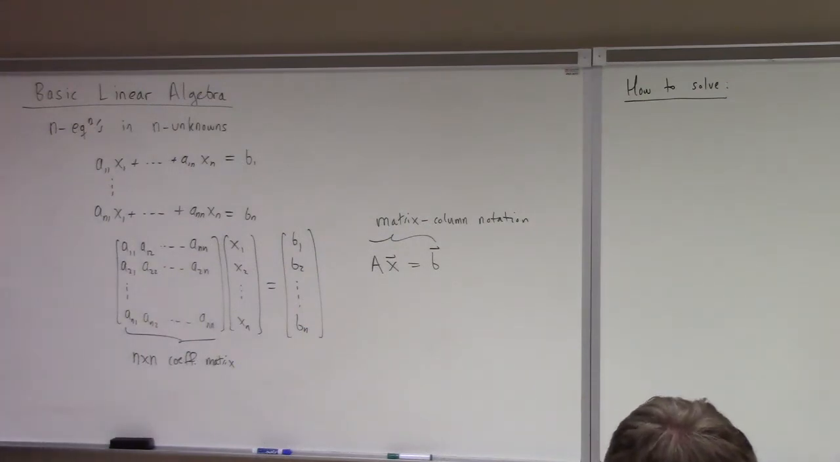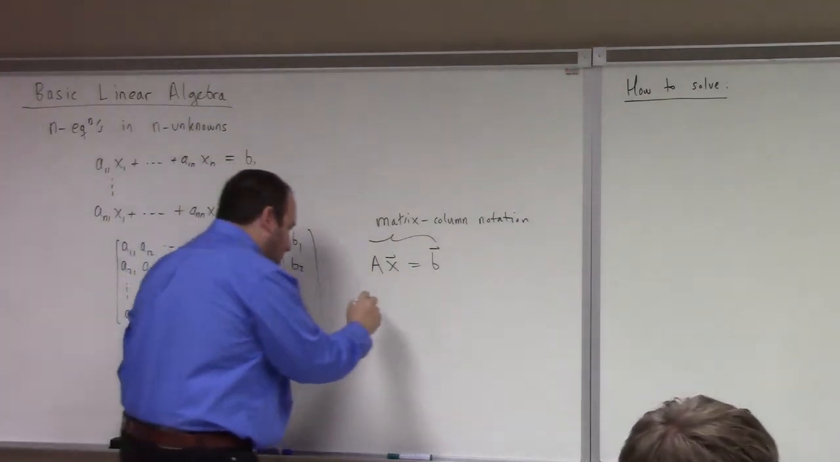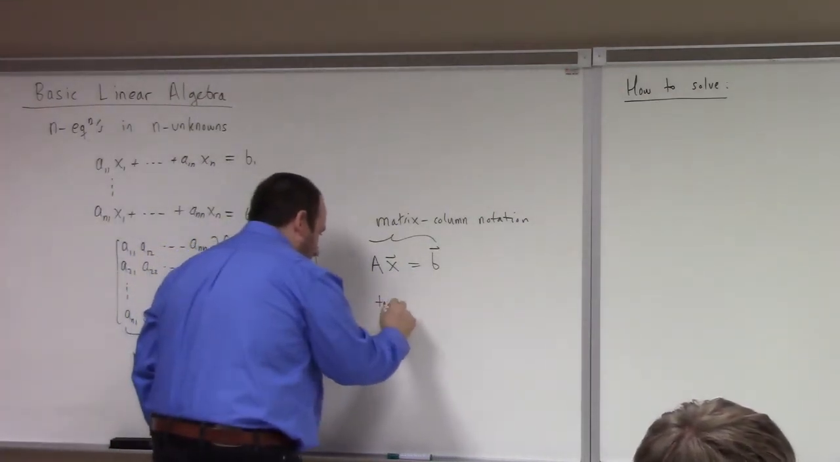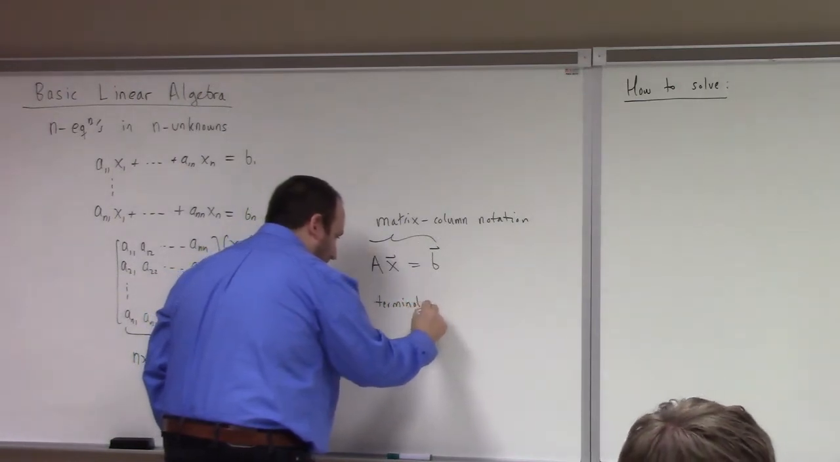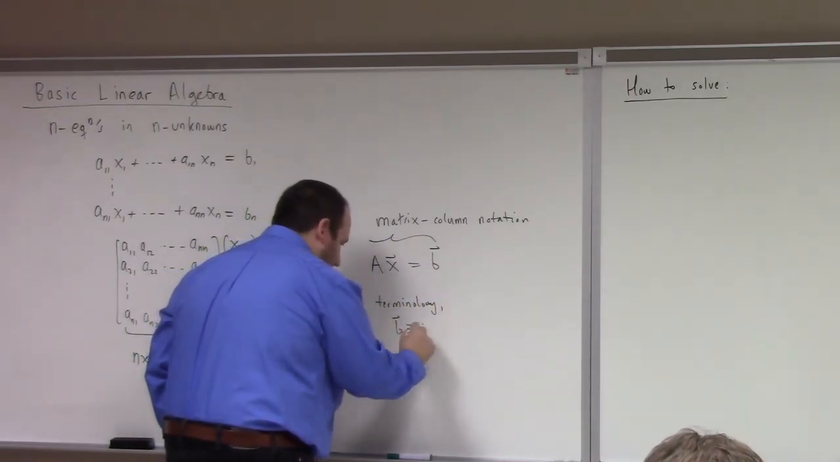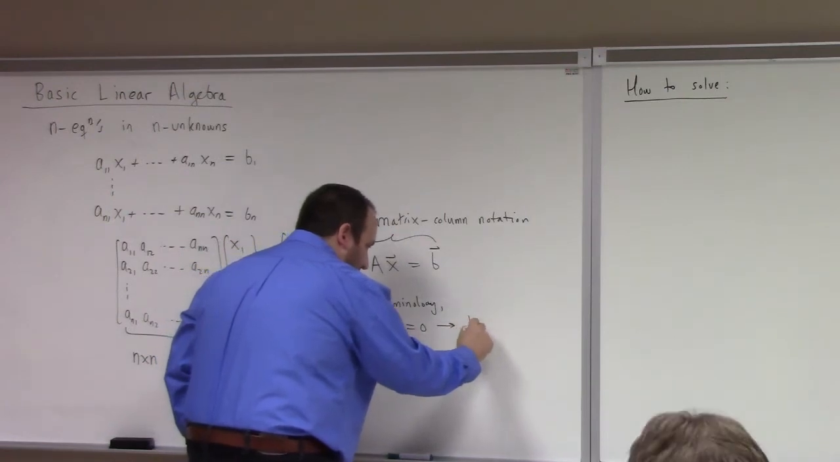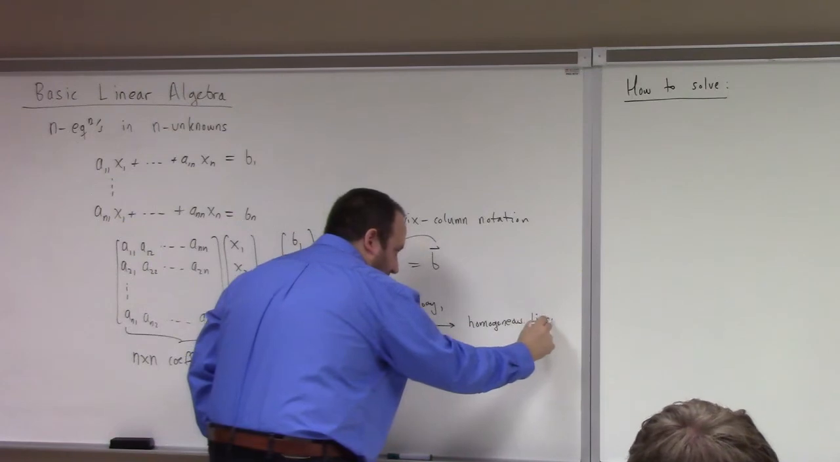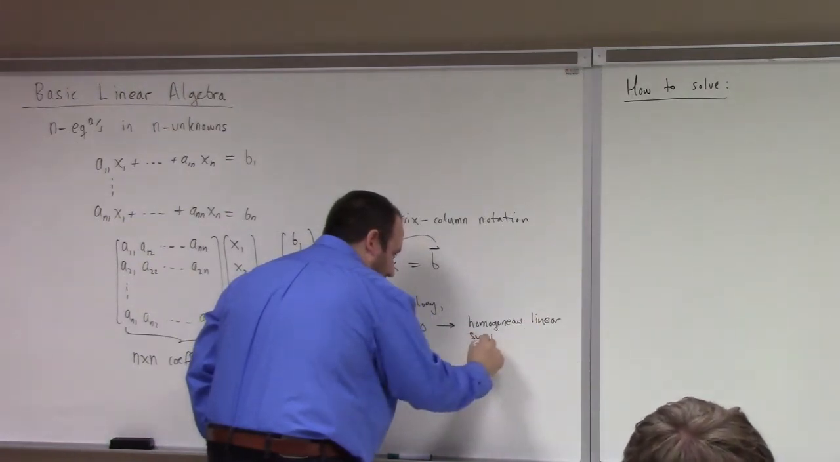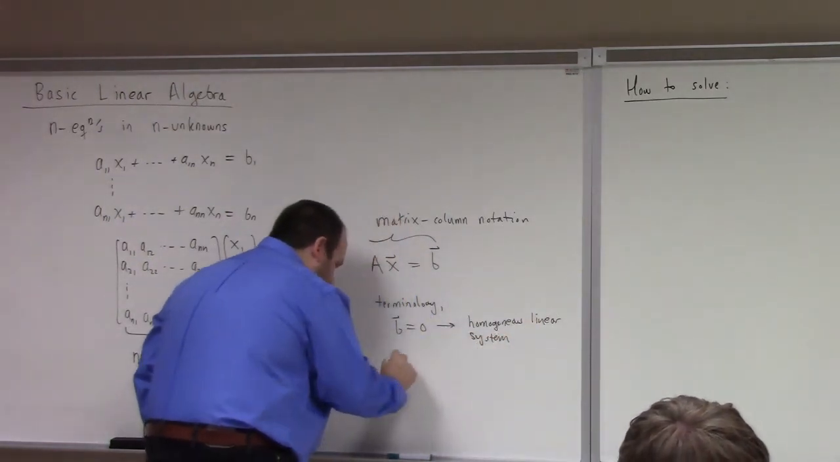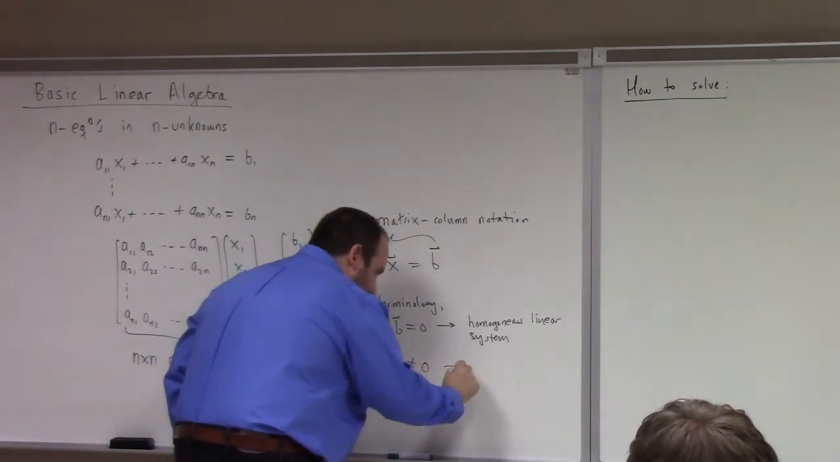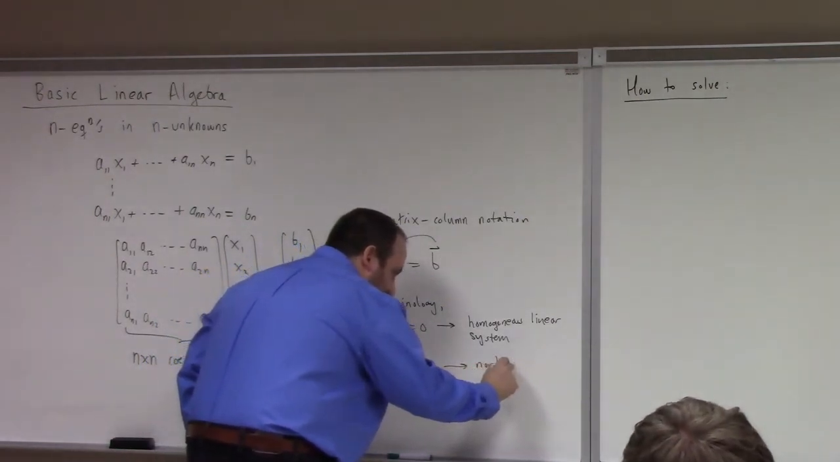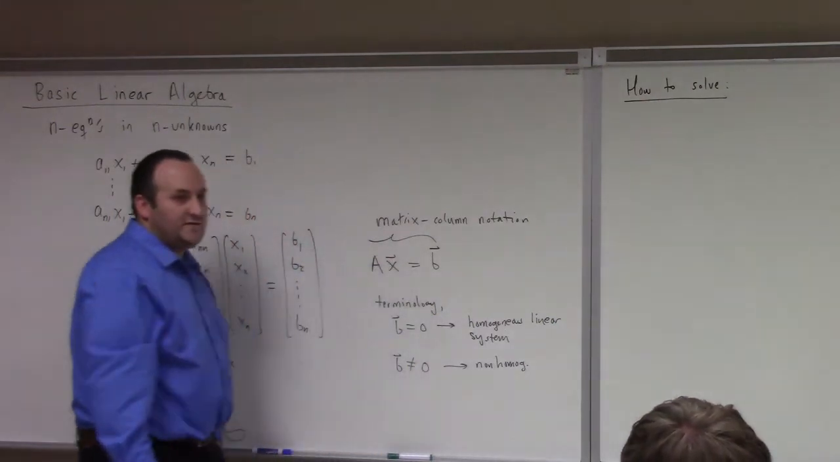A is the coefficient matrix, b is the so-called inhomogeneous term. If b is equal to 0, then what? Terminology: b equals 0, this is a homogeneous linear system. If b is not equal to 0, it's non-homogeneous. Does this sound familiar? It should, right? We use the same terminology in differential equations.